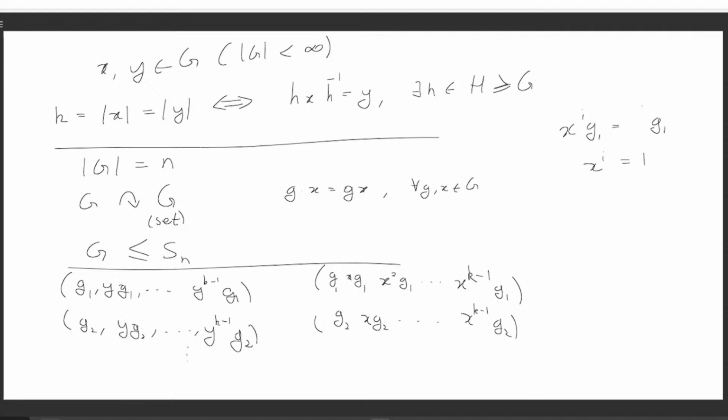So this is the cycle structure of x. If you want, you can call it sigma x, the permutation corresponding to x in this embedding. This is sigma y. So they have exactly the same cycle structure. Therefore, this Sn is a group containing G, or a copy of G, as a subgroup in which x and y are conjugate.